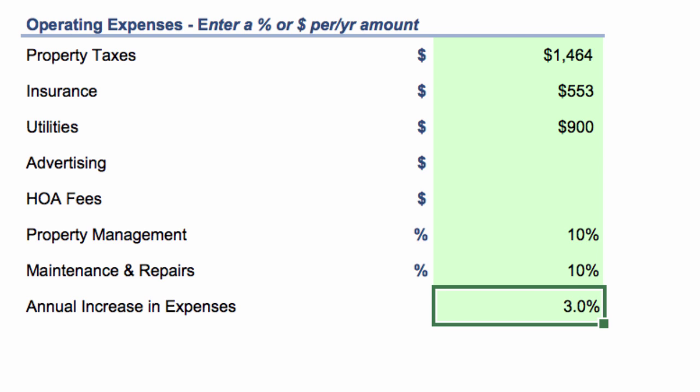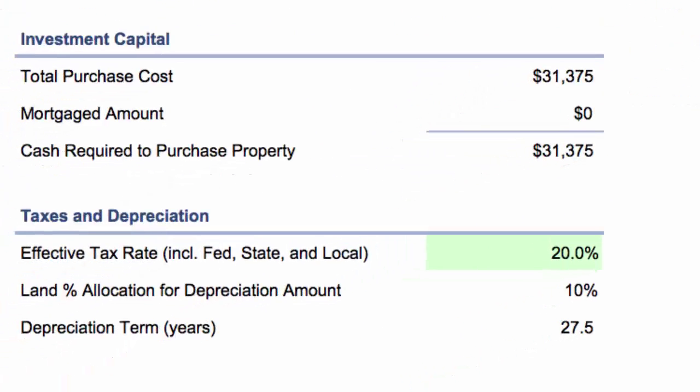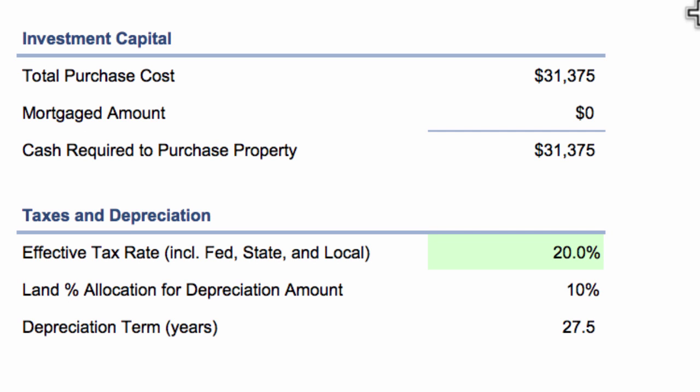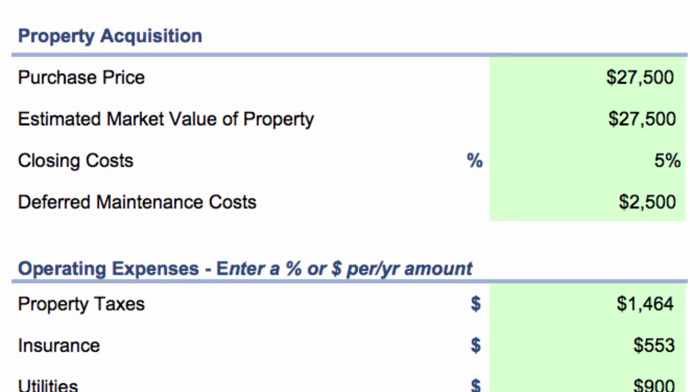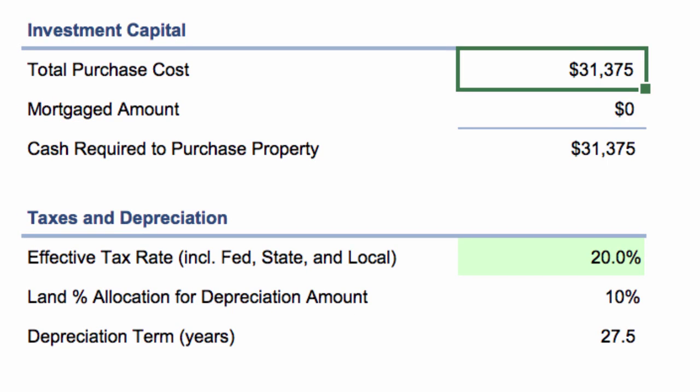Okay, now once we've got all those expenses entered in, we can go down here and look at this section where it shows our total purchase cost. So that's showing our purchase price plus the closing costs plus the deferred maintenance cost that we'll have to pay right out of the gate, which comes out to $31,375 in this case, so pretty cheap for a house.